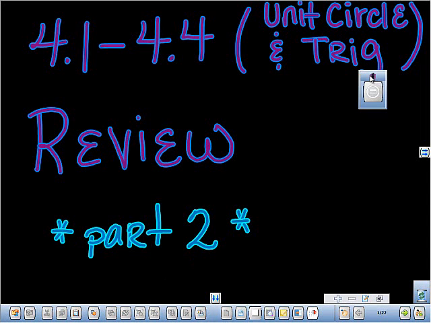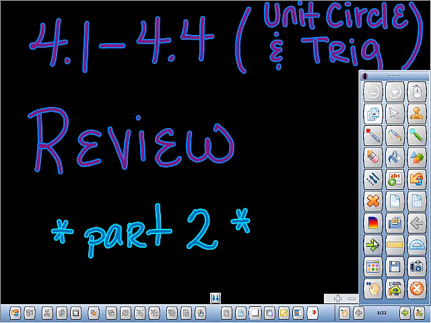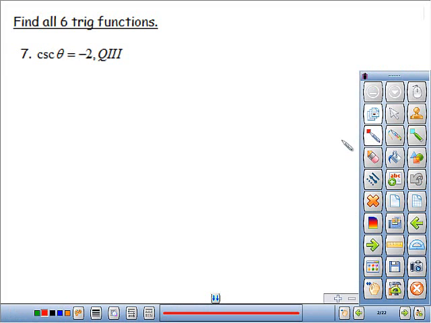All right, this is part 2 of our 4.1 to 4.4 review. We're picking up on number 7. In this one, rather than giving you a point, an xy value, they give you the value of cosecant as -2, and they tell you that you're in quadrant 3. Okay, so I'm going to start first by drawing my triangle in quadrant 3.